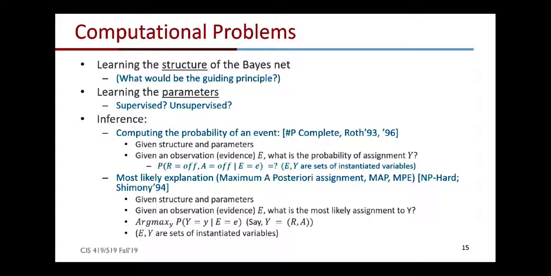And the second, maybe even more interesting, computational inference problem is to find the most likely explanation or the most likely assignment. The name of this changed with time. It used to be MAP. Now it's called MPE. Basically, the idea here is that you're given some variables, and you're asked what is the most likely assignment to the other variables that you have not observed? And this is also an NP-hard problem. So basically, inference in Bayes nets is a hard computational problem. We still need to do it.